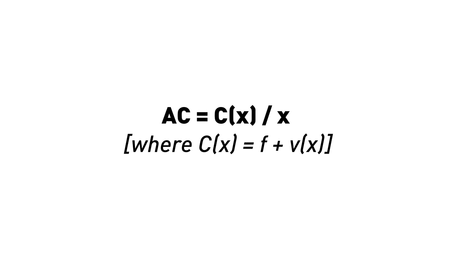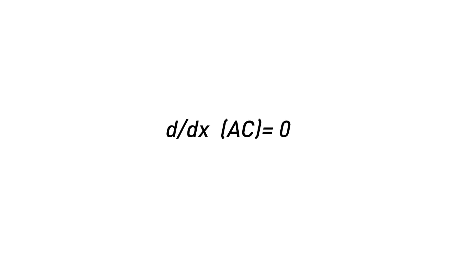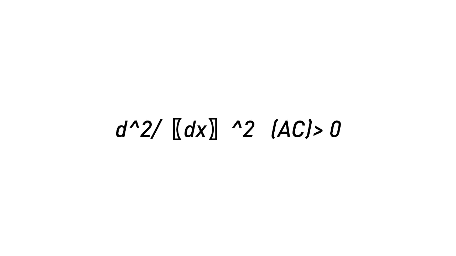It is important in the field of economics to find the level of output for which the average cost is minimum. The minimum of the average cost can give necessary information about how to receive maximum profit. This can be calculated by solving for the derivative of the average cost. As a review, the formula for the average cost is AC is equal to C of x over x, where C of x is equal to F plus V of x. Therefore, the derivative of AC is 0, and we find the value of x for which the second derivative of AC is greater than 0.